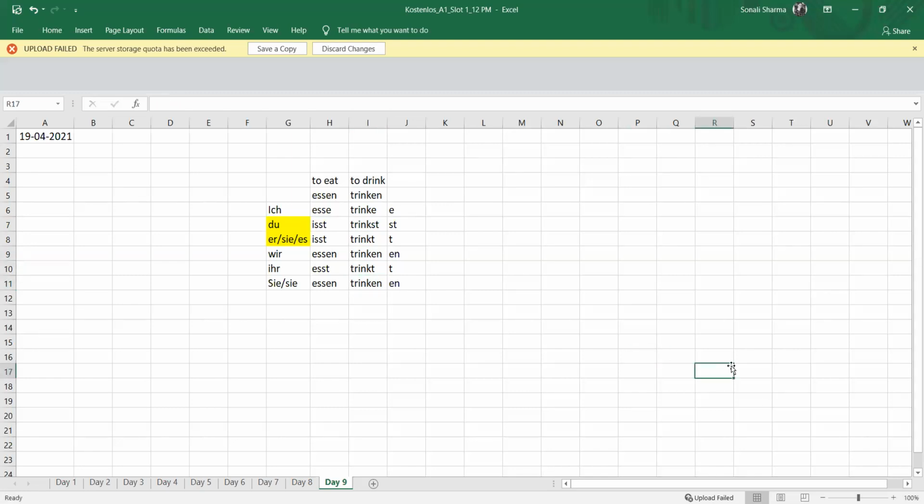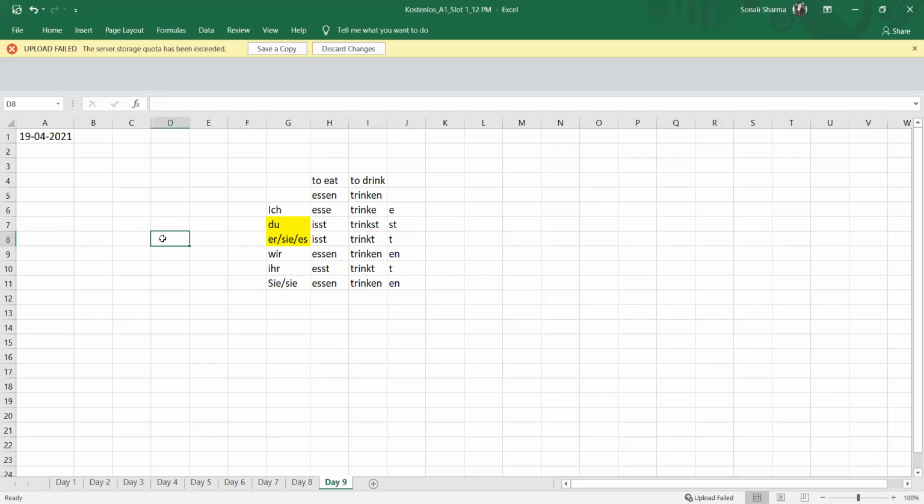So ich esse, ich trinke. Du isst, du trinkst. Er/sie/es isst, er/sie/es trinkt. Wir essen, wir trinken. Ihr esst, ihr trinkt. Sie essen, sie trinken.